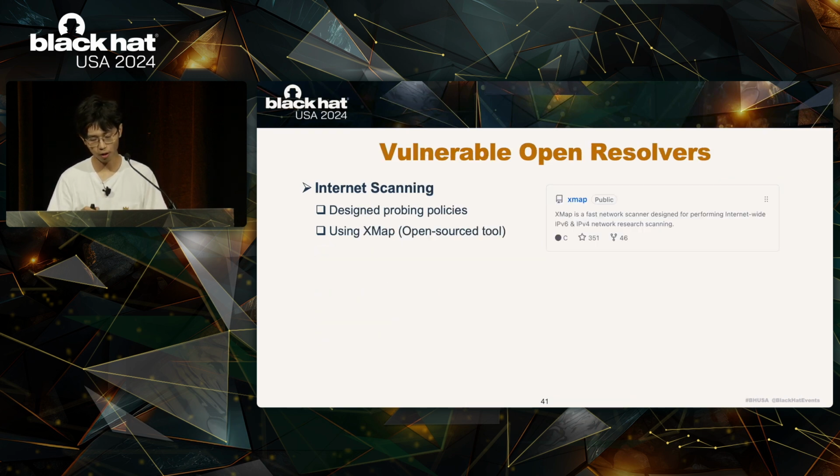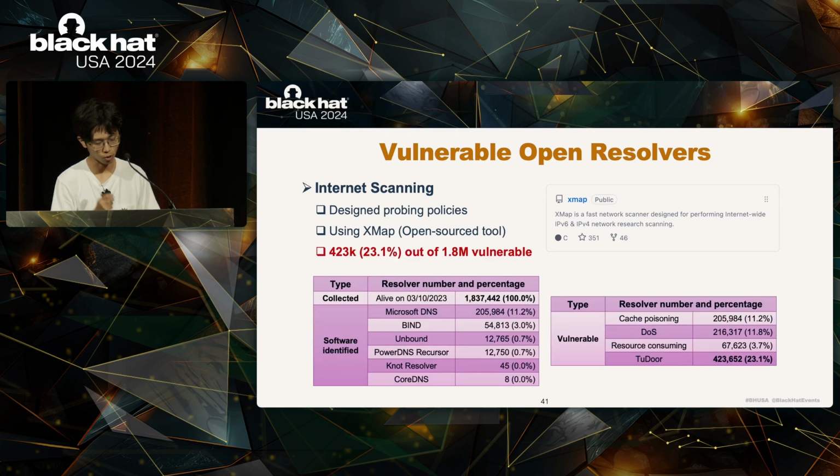With the designed probing policies, using XMap, we find that 423,000 resolvers are vulnerable to the TuDoor attacks. XMap is a fast network scanner designed for performing internet-wide IPv6 and IPv4 network scans. XMap has implemented multiple DNS probing modules and has supported many researchers' projects. So feel free to try it on GitHub.